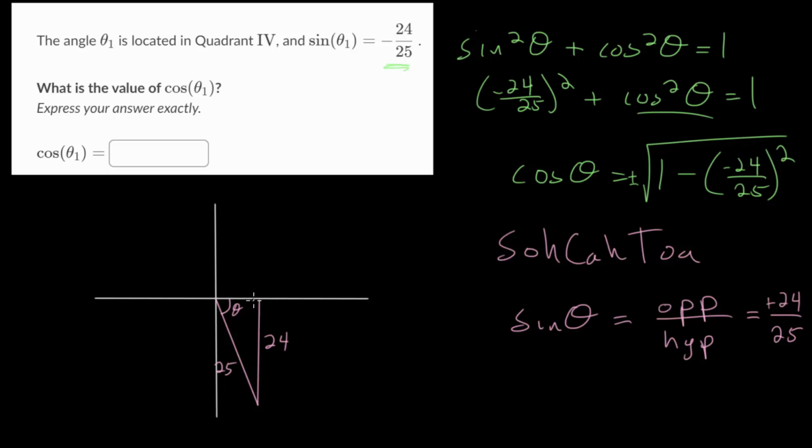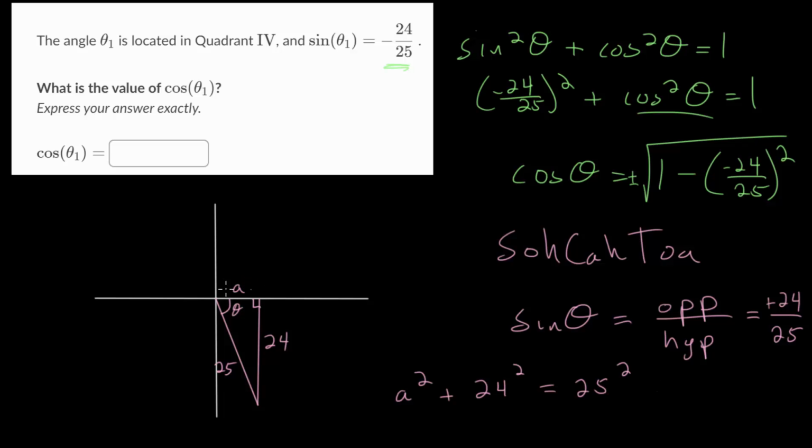And from here, we have a right triangle, and we can figure out this side length here using the Pythagorean theorem. If we call this side a, we have a squared plus b squared, which is 24 squared, is equal to the hypotenuse squared, or 25 squared. This is just the Pythagorean theorem. We have the two legs, we square them, we add them together, and it's always equal to the hypotenuse squared.